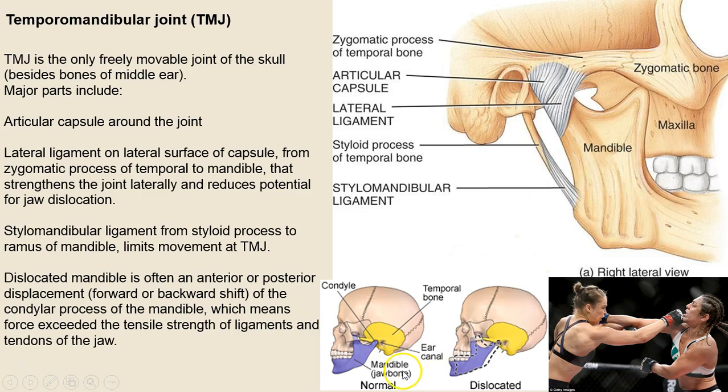We do have dislocations, such as an anterior, which is when the mandible moves forwards, or a posterior, which we're seeing in the boxing match here. Not a good thing.